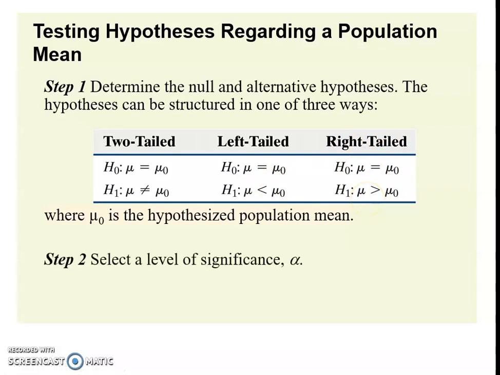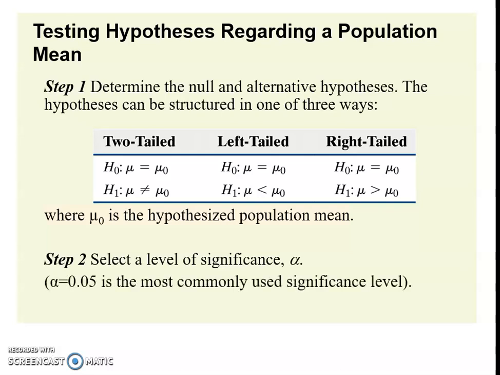And second step is selecting a level of significance alpha. This level of significance helps us make a decision. Okay, it is a threshold value and it is provided in the question. It is given. And 0.05 is the most commonly used significance level.